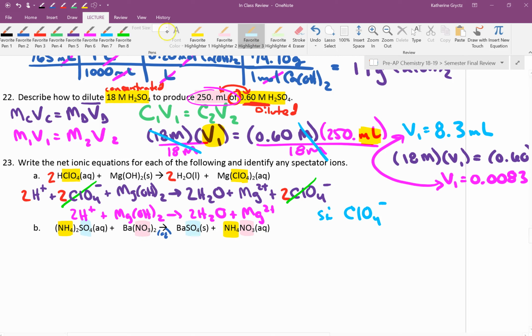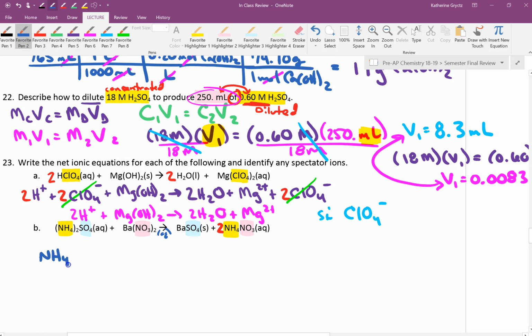If I balance my yellows, I've got 2 on the left and 1 on the right, so I'm going to balance that. If I balance my SO4s, my blues, they look good, 1 on each side. If I balance my Ba's, they look good, 1 on each side. And then NO3s, I've got 2 on the left side, and now I have 2 on the right side, so we're good. So now I'm going to go to ripping everything apart.